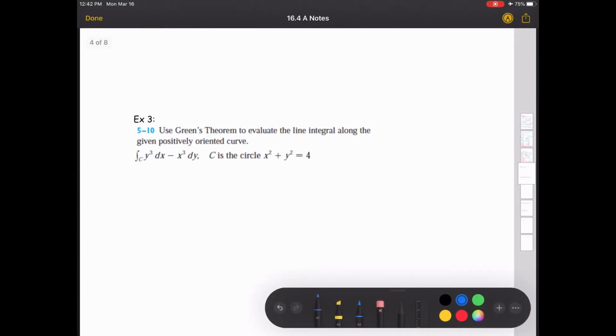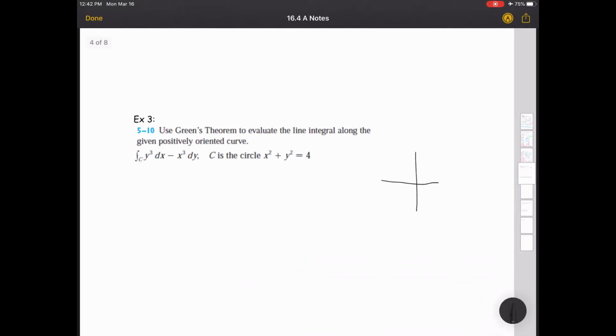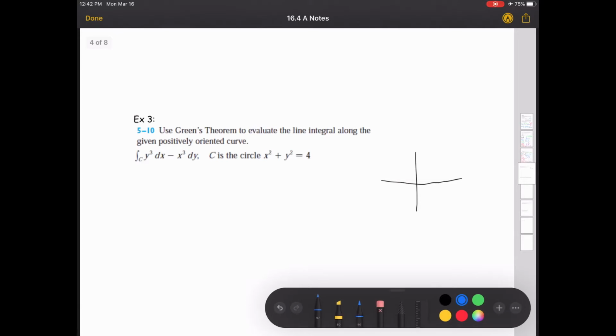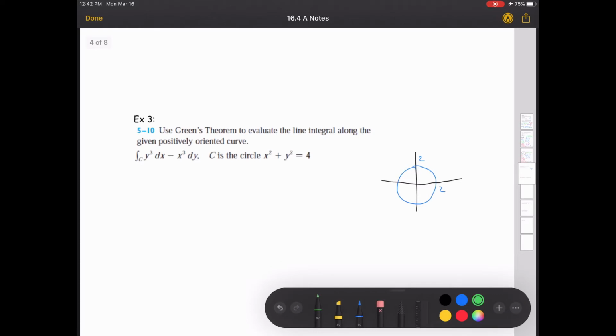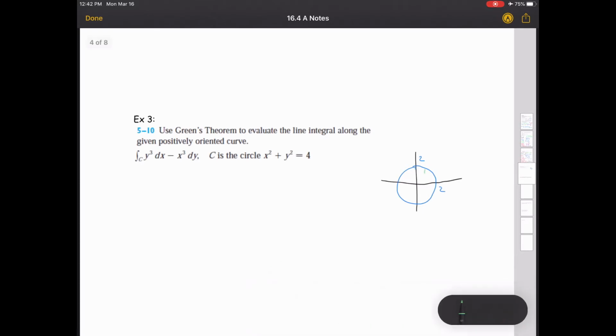So we've got our circle, and the circle looks like it has a radius of 2. And because we're going to use Green's theorem, and it does tell us that this thing is oriented positively, which means counterclockwise.